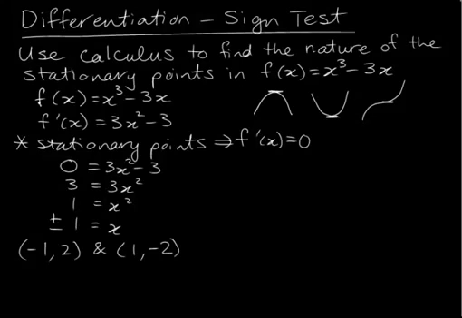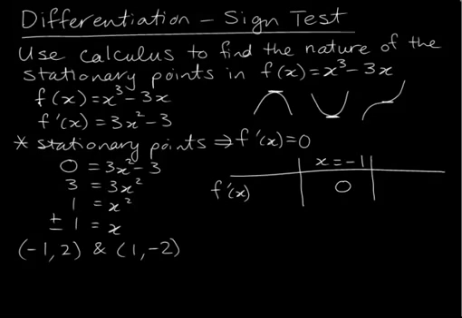Now that's where the sign test comes in. So with each of these points, what you would do is set up a little table like so. Put in your x value in the middle. So let's say we start off with x equals negative 1 here. We already know that f dash at negative 1 is 0. Now we choose an x value on either side of negative 1, and we usually just pick an integer on either side of that middle value. So we've got, say, x equals negative 2, and maybe x equals 0 as our values to check.